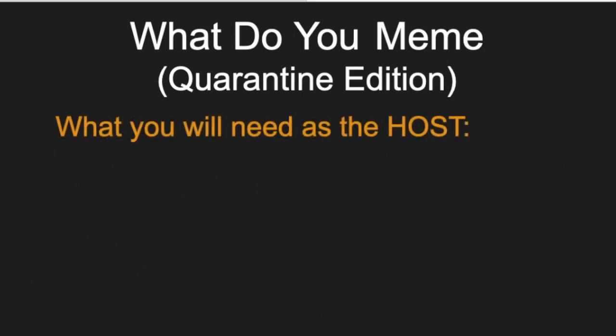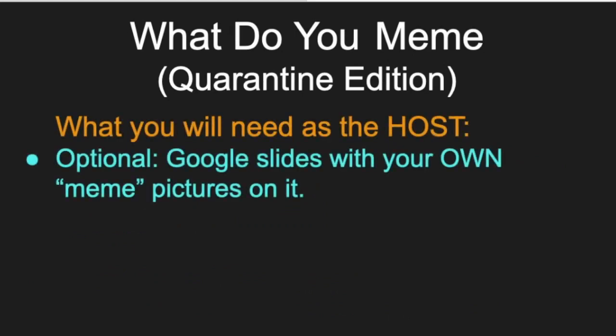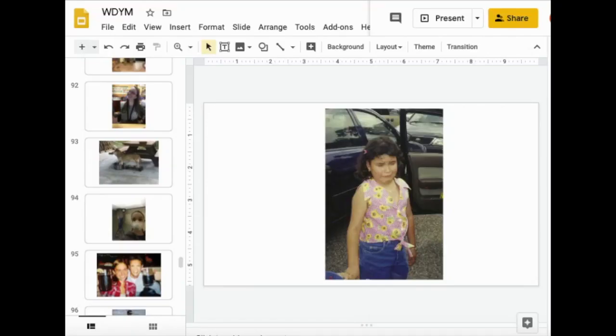Okay, so what you will need as the host also, this is an optional thing, but Google Slides so that you can have your own meme pictures on it. Okay, so here is the What Do You Meme Google Slideshow that I created. And it's really simple. You just add a slide, add a picture. And here you can go to share, and then you can insert your friends' emails and they will be able to insert their own pictures.